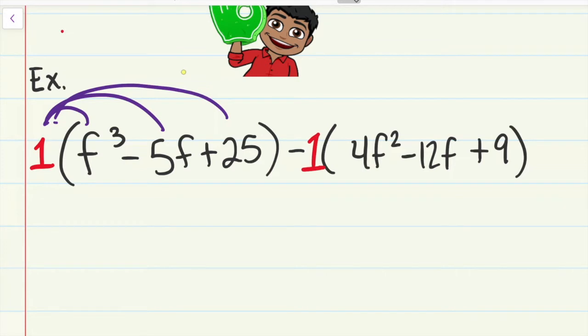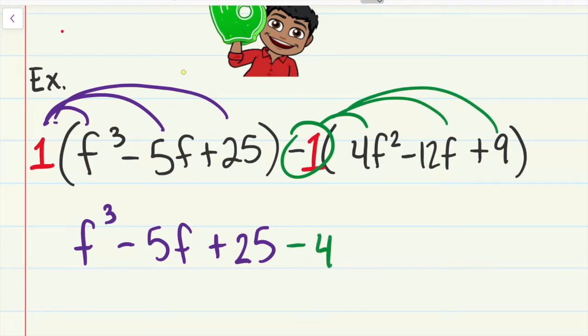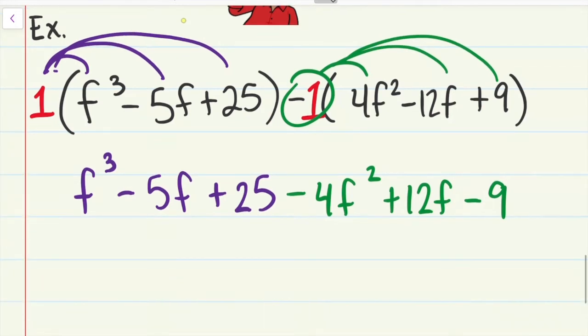So 1 times f to the third power is basically going to stay the same. The same is going to be for -5f, and the same thing for the 25. However, what's going to happen when you multiply these three by a negative number? Well, everything's going to change sign. -1 times 4 is actually -4f squared. -1 times a -12 is +12f. And -1 times a +9 is -9. So as you can see, the signs change completely, which is also going to change your answer completely.